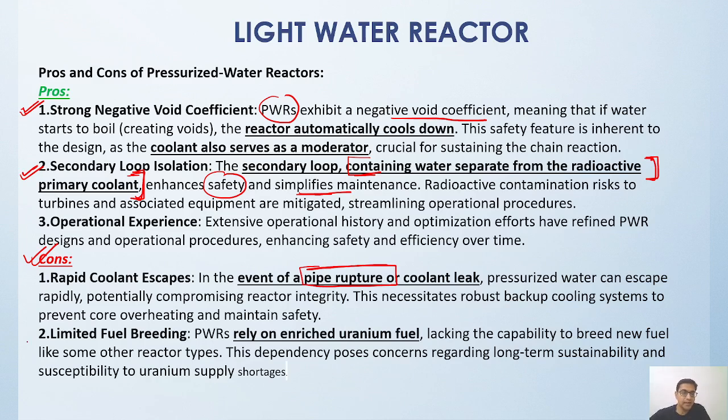Then limited fuel breeding. We know that we rely on enriched uranium fuel. If we lack the capability to properly enrich the fuel or breed new fuel, this reactor will limit our electricity generation, because it requires enriched uranium fuel. So there is a need to breed new fuel, or we should have a different type of reactor which depends on multiple fuel sources. This also raises an issue regarding long-term sustainability and susceptibility to uranium supply shortage.